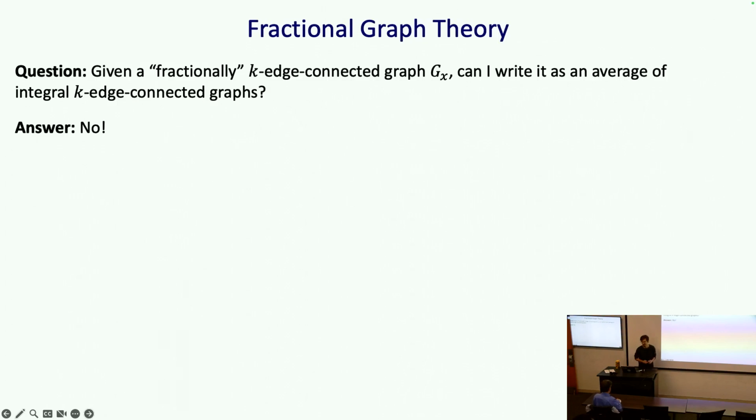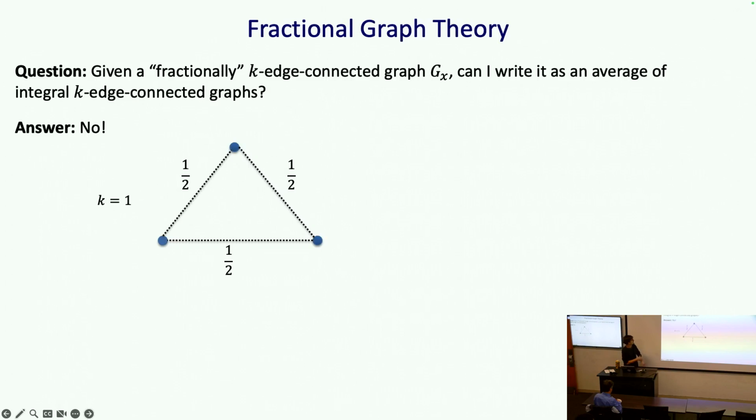Triangle, one connected. Perfect. Triangle. So if I put 1/2 on every edge, this is a one-edge connected graph. But the number of edges is like 3/2. So if I try to write this as an average of graphs, one of them has to have only one edge, and obviously that's not going to be connected.